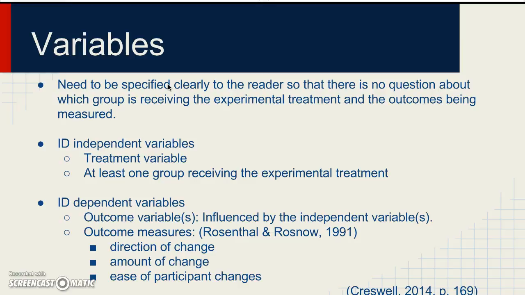In the variables section, the variables should be specified clearly to the reader so that there is no question about which group is receiving experimental treatment and the outcomes being measured. The independent variables should be clearly identified, and at least one independent variable needs to be the treatment variable. The dependent variables should also be identified. The dependent variable is influenced by the independent treatment or other independent variables.